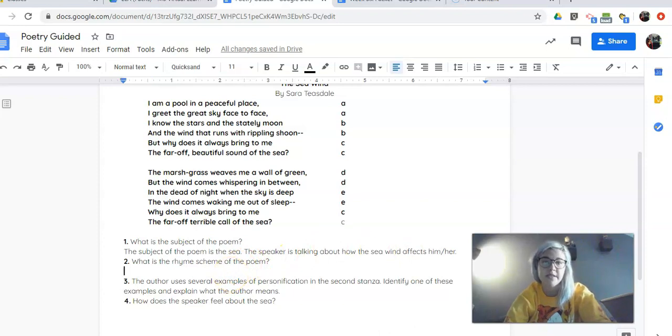Okay, so our rhyme scheme then is described as being A, B, B, C, C, D, D, E, E, C, C. Okay, and we're going to say it has pairs of rhyming lines.